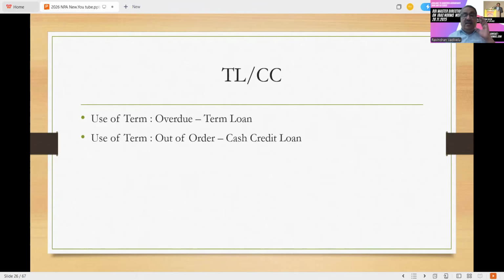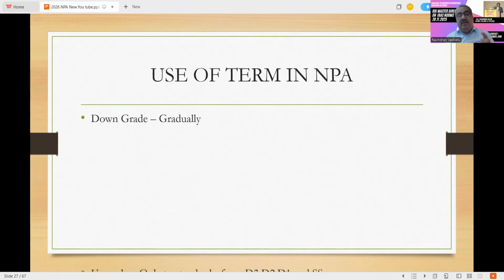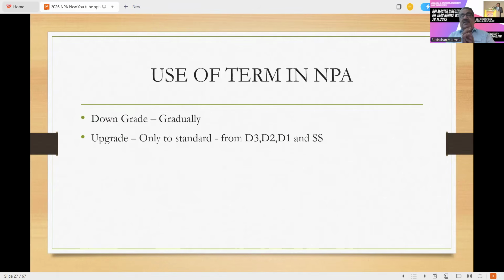And here, for the term loan, they are using the word overdue. For the cash credit loan or overdraft, they are using the words out of order. And another very important thing that you have to see: the NPA has to be downgraded gradually. The first year it is standard. If NPA is identified, then for the first 12 months it will be called substandard. Then for the next 1 year, it is D1, then D2, D3. So downgrading should be gradual. Only for one situation can you directly classify that account as doubtful assets or loss assets, in the case of erosion in property value. That we will discuss later. So you have to downgrade the loan gradually.